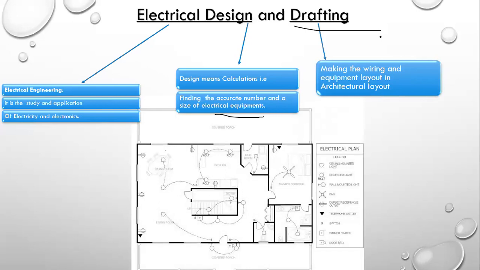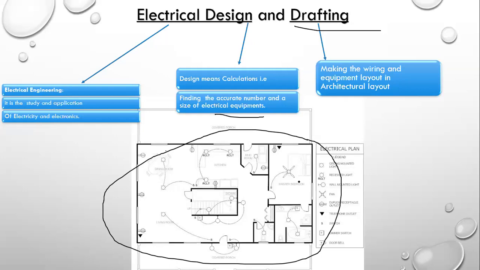Drafting means making the layout, showing the information that you have calculated on the architectural layout. Suppose you have a building layout here. Have you seen, guys, a layout like this in your engineering degree? If you have not seen this, I will explain it. This is the top view of the building. It can be a commercial building like a restaurant. It can be a house. It's the top view.